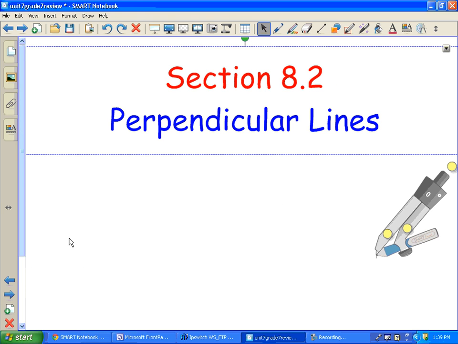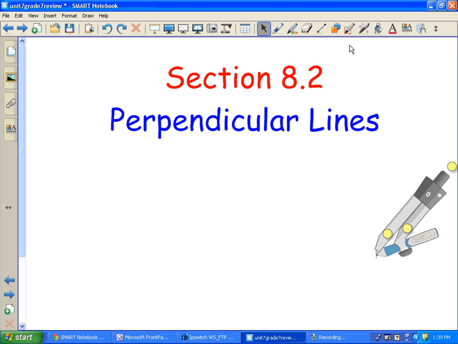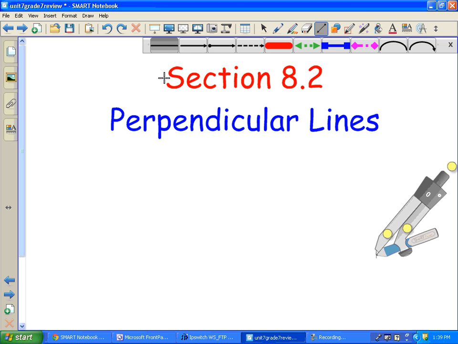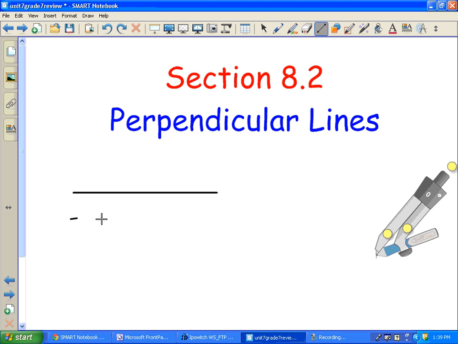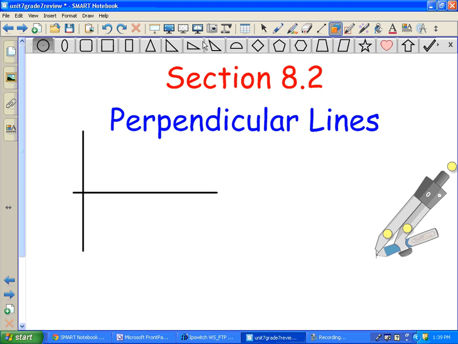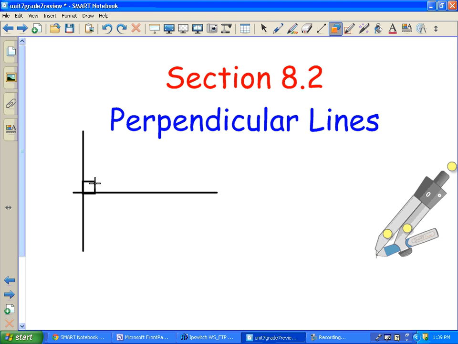Okay, when you're looking at the other type of lines, remember, parallel lines will go alongside each other and never touch. Perpendicular lines will touch. Perpendicular lines simply are lines that meet together, like that, to form a perfect corner. So I could use this right here. So it forms a perfect corner or a right angle. That would be a 90-degree angle.